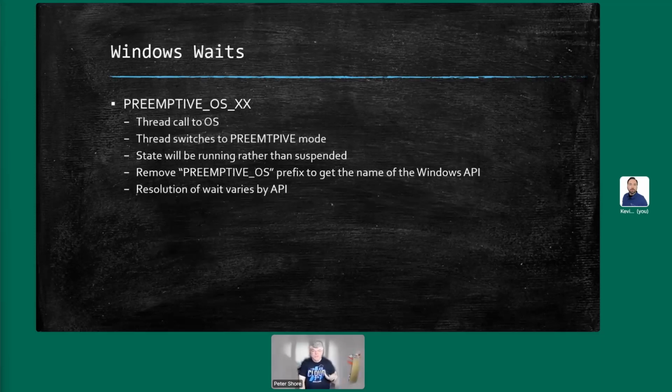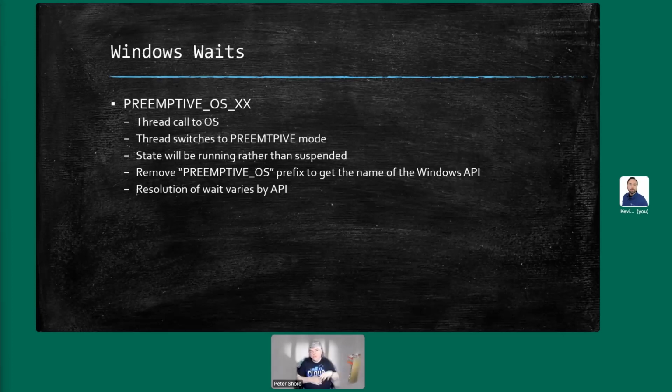Windows waits. And I say Windows waits because the preemptive OS XX waits are specific to Windows. Linux probably has something similar. I just don't know what they're called. So this is a call out to the operating system. Something is needed that's not a part of SQL Server. So the thread has to switch to preemptive mode, and the state will still be running, even though it's incurring wait time.